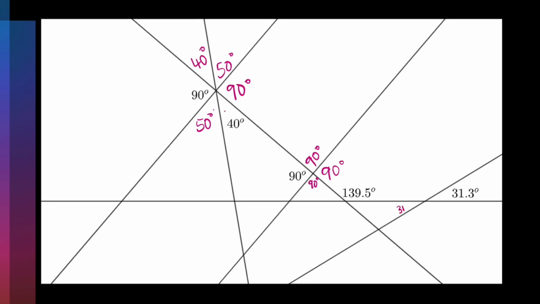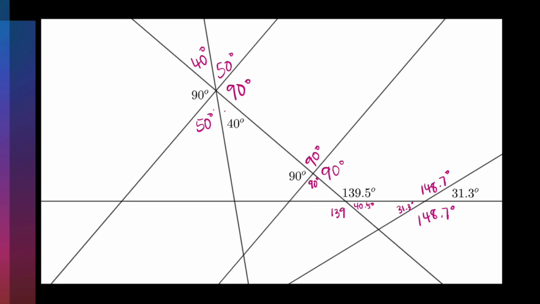Let's see, I know that this is 31.3 degrees there. And again, since I know that it has to add up to 180 degrees on a line, if I do 180 minus 31.3, I get 148.7 degrees, and that'll go over here as well. And then I know 180 minus 139.5 is 40.5. That goes there.